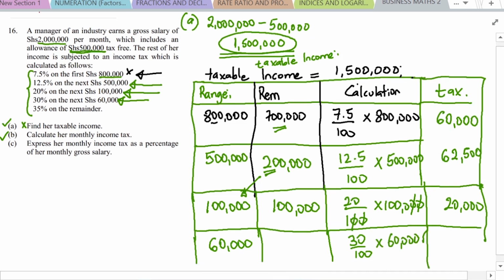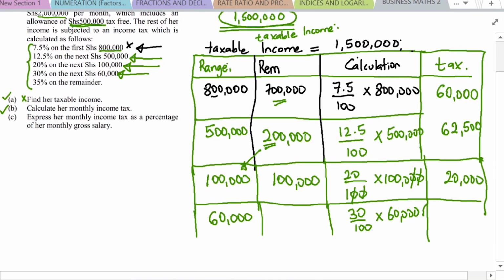So from here we can see that it is 100,000 minus the 60,000. What do we have? We remain with 40,000 to tax. That's what remains. So that 60,000, this cancels with that, this cancels with that, remain with 3 times 6 is 18, and 3 zeros. So it's 18,000 right there.